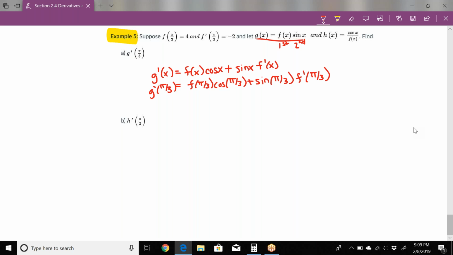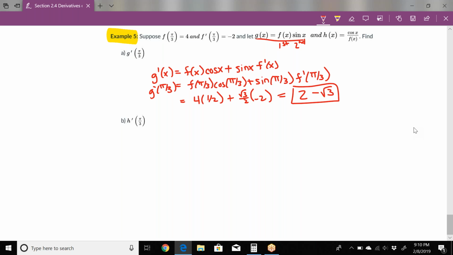Now we know how to evaluate this because g prime of pi over 3 is f of pi over 3 cosine of pi over 3 plus sine of pi over 3 times f prime of pi over 3. These two are given. We just need to know how to evaluate sine and cosine of pi over 3, which remember is 60 degrees. So f of pi over 3 we know is 4. Cosine of pi over 3 is 1/2. Sine of pi over 3 is square root of 3 over 2. And f prime of pi over 3 is negative 2. So this ends up being 2 minus the square root of 3 when we work out the individual pieces.